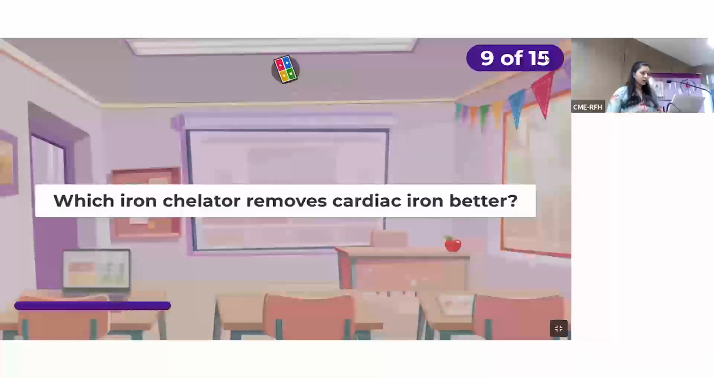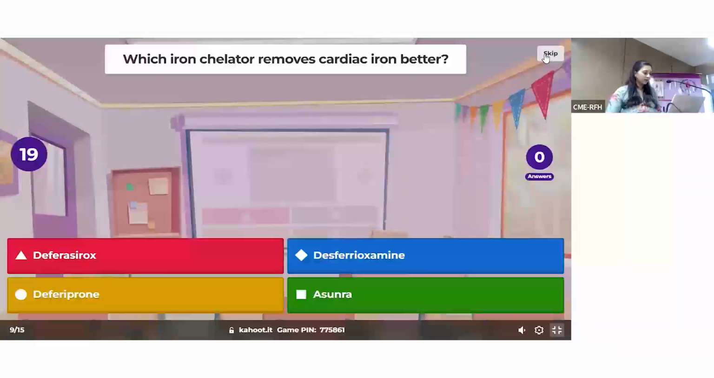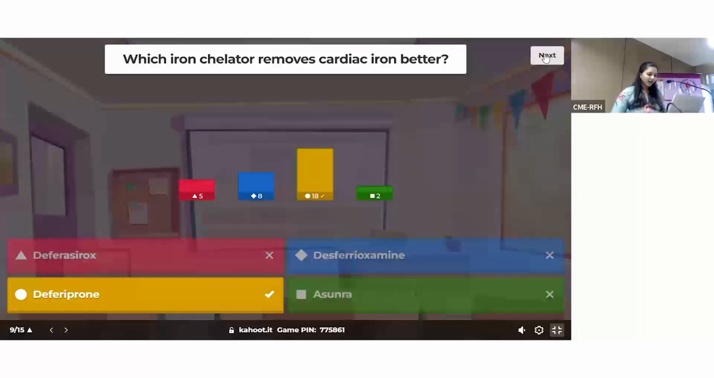So next question. Which iron chelator removes cardiac iron better? Deferasirox, desferrioxamine, deferiprone, or Asunra? Great. So deferiprone or Kelfer is the one which removes cardiac iron better.